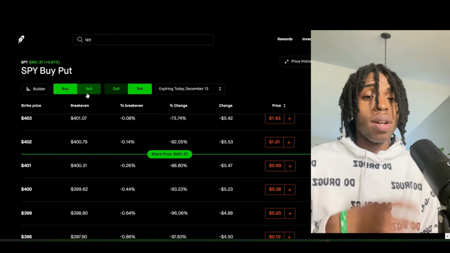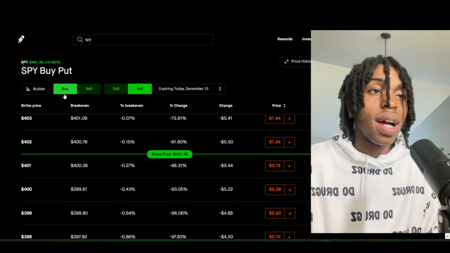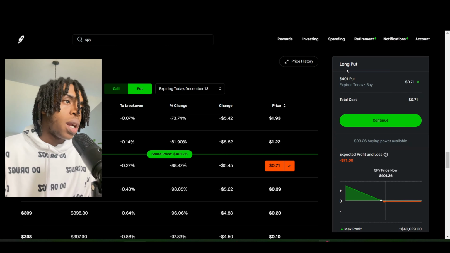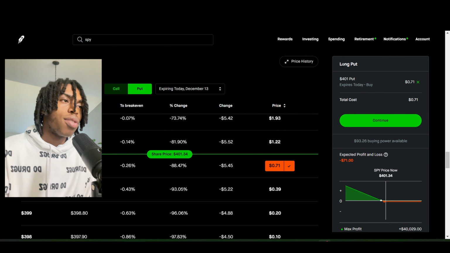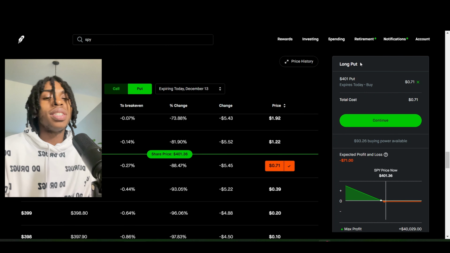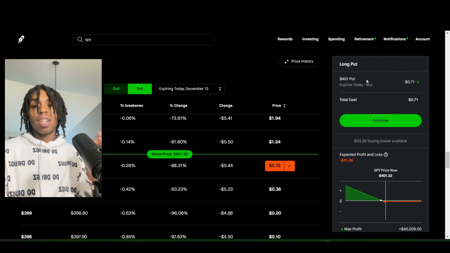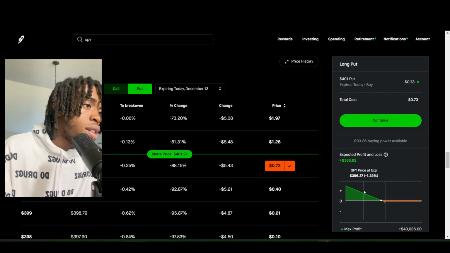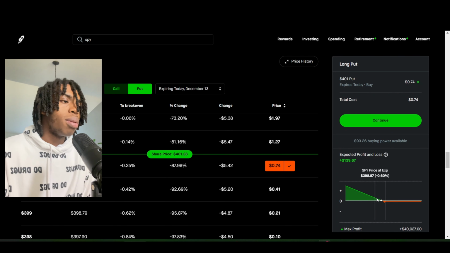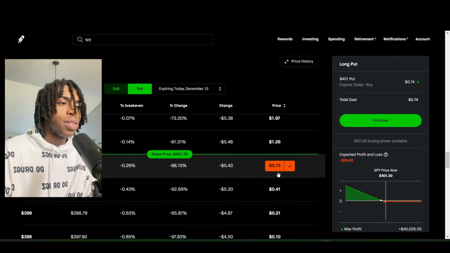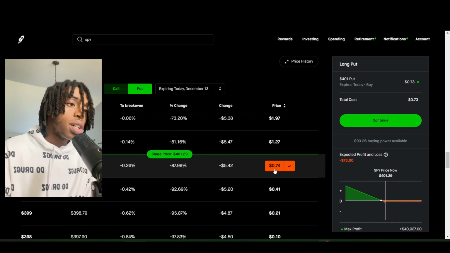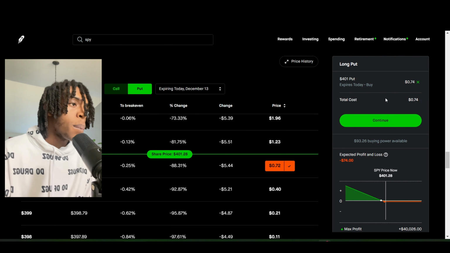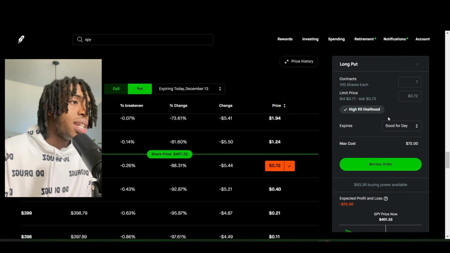But let's say we were betting on the price going down. So you choose buy, then put, then click the plus sign right here. And then it says long put. I don't know why it just says long put, but put means it's gonna go down. Normally when people say long, it means it's gonna go up, but since it says put, that means it's gonna go down. As you can see, expected profit and so on. The max loss is 73 because this contract only costs me $73 or $74. Then you'll click continue.